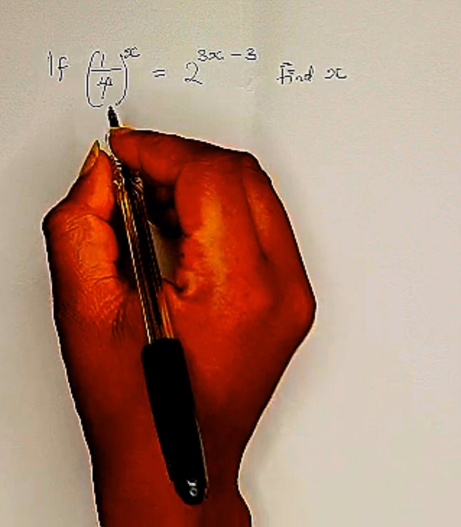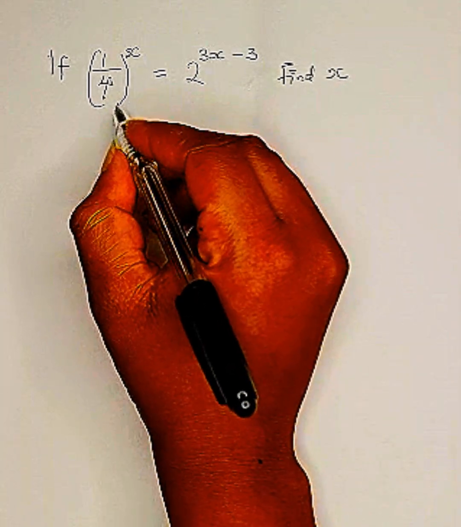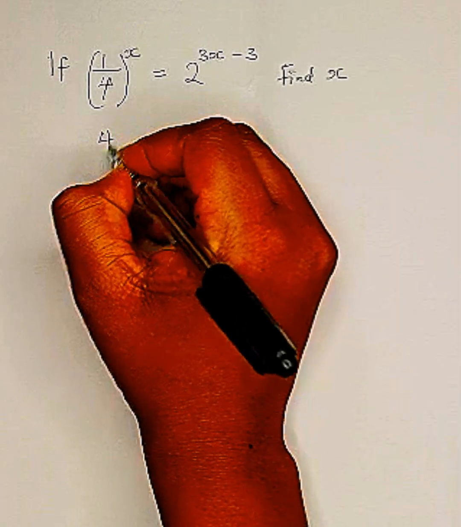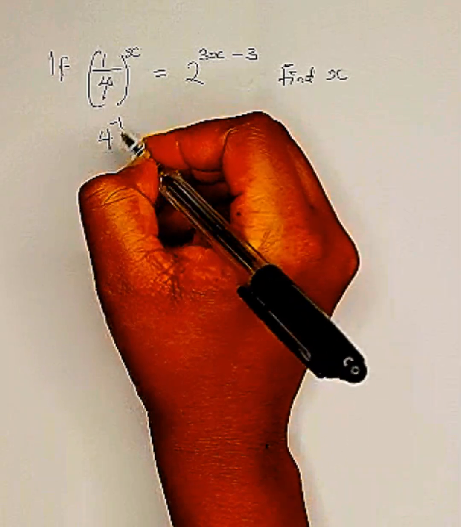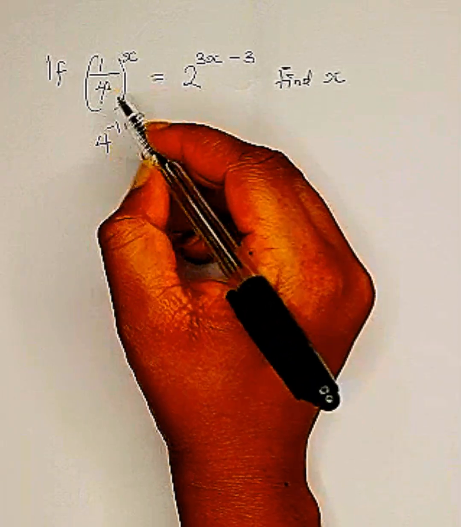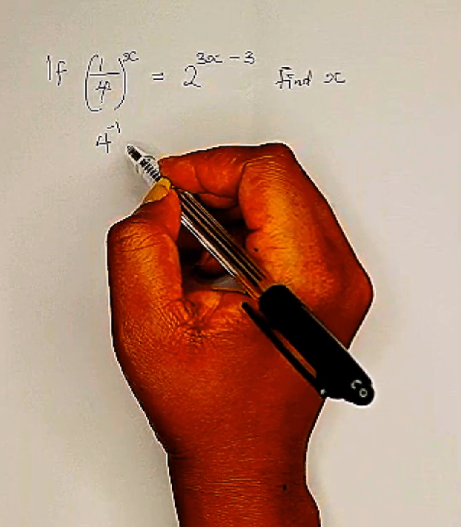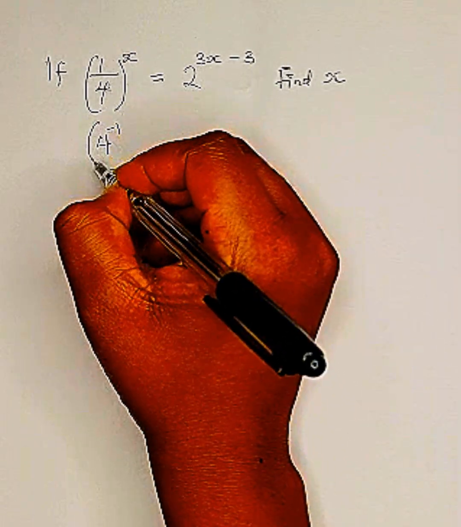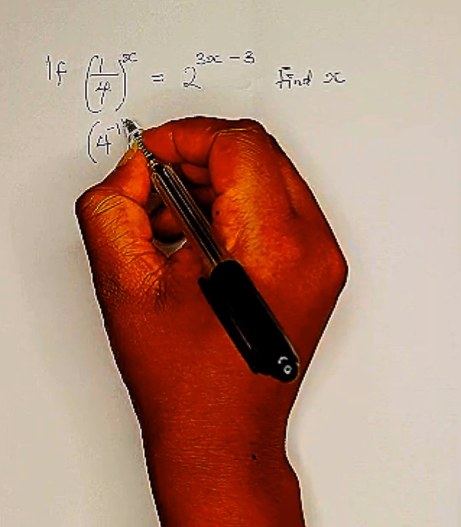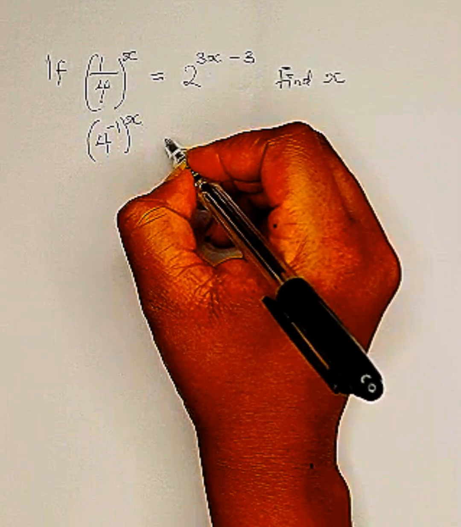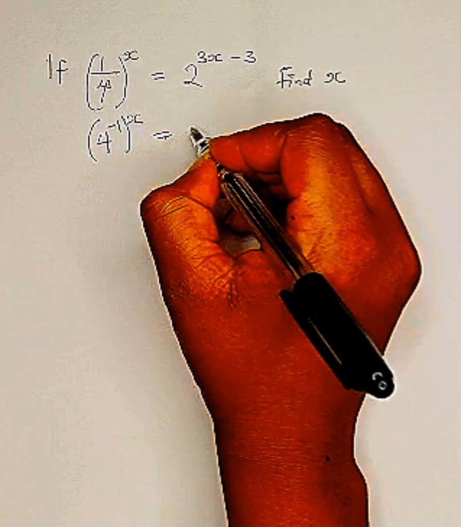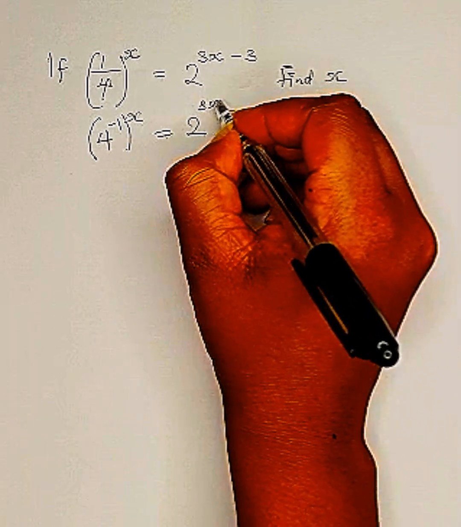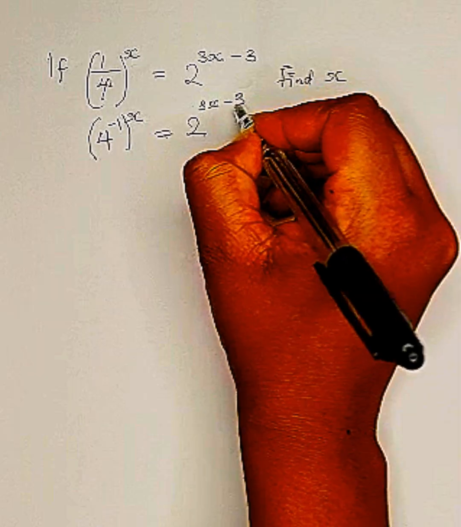So to do this, we can rewrite this as 4 raised to the power of minus 1. That is, the 1 over becomes the minus 1. That's the negative power law. So all raised to the power of x equals 2 raised to the power of 3x minus 3.